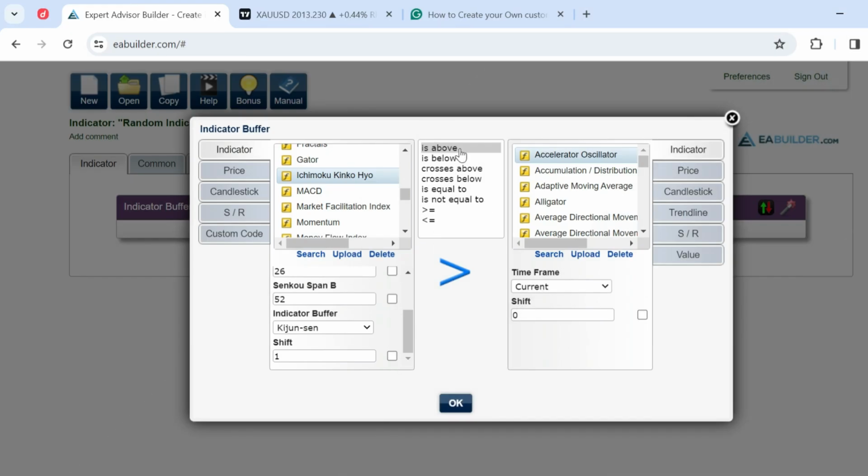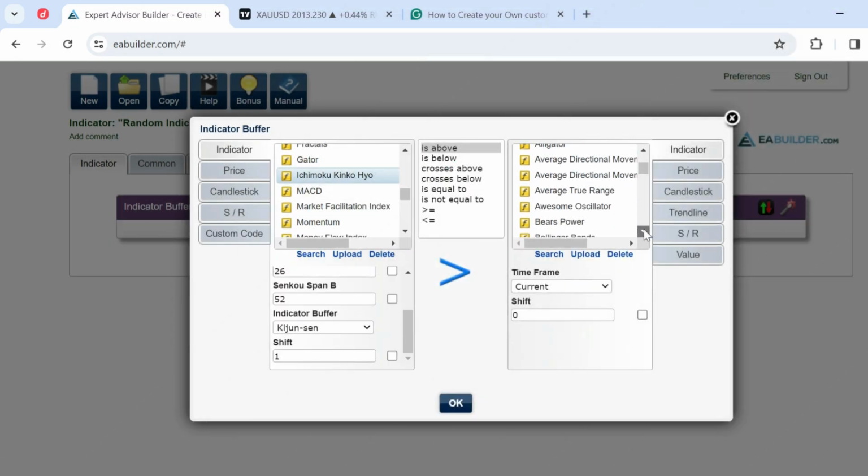Now we select is above. You mustn't mix up is above with crosses above. The latter serves as an instant signal that will trigger the opening or closing of a trade, and that's not what we want as yet.